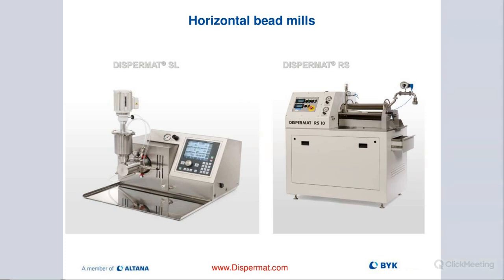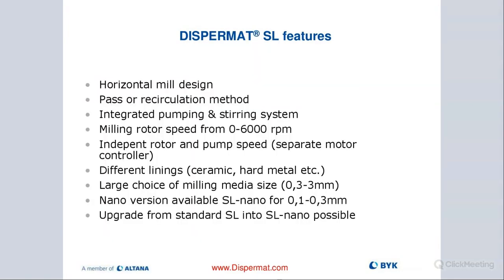And then we have obviously a line of horizontal mills. We call them Dispersion SL and RS for production. Also with the C technology panel here on the right. And then we have an explosion proof panel on our production. On this picture, we have non-explosion proof models also. We can go up in different chamber sizes. Really good, nice design, very compact.